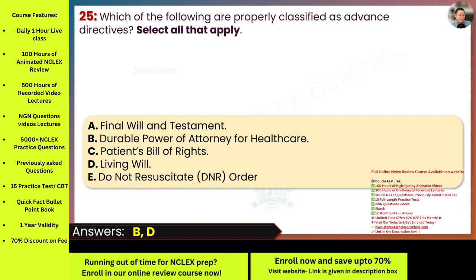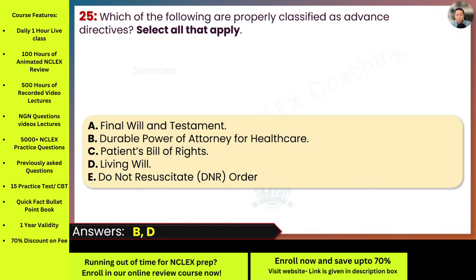And we have letters A, C, and E as incorrect options. So let's take a look at letter A, final will and testament. Why is that incorrect? Well, a will is about distributing property and assets after someone dies. It has nothing to do with medical decisions while the client is still alive. And since advance directives apply to healthcare while a person is still living, this doesn't really qualify.